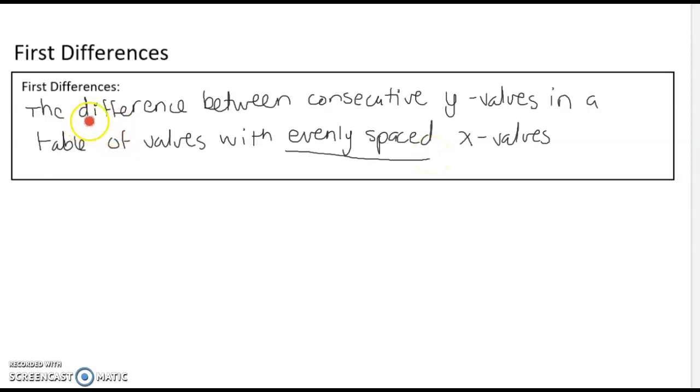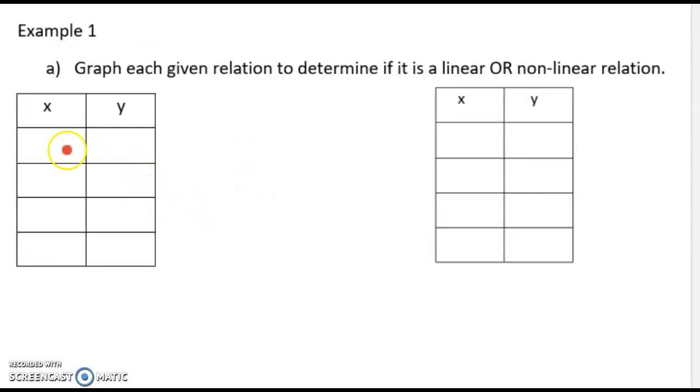Okay? So the difference between consecutive y values, so consecutive means in a row, like 1, 2, 3, or 2, 4, 6, okay? So consecutive y values in a table of values with evenly spaced x values. Okay, so let's go to the next slide. So an example, it says graph each given relation to determine if it's linear or nonlinear relation.